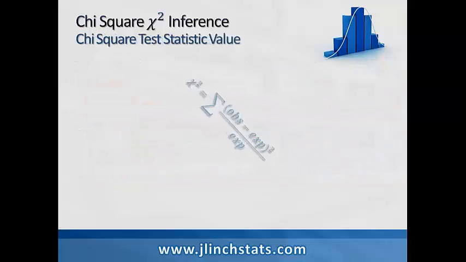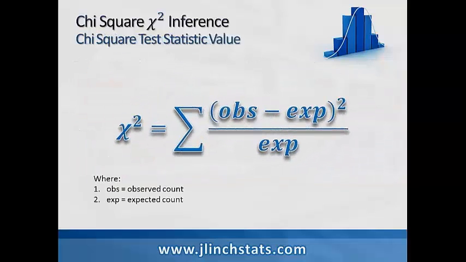Now the Chi Square Test Statistic value is equal to the summation of the observed counts minus the expected counts, squared, divided by the expected counts. So we're going to take a look at the difference between the observed and the expected counts, and we're going to square that result and divide by the expected counts. We're going to sum up all the cells to get our Chi Square Test Statistic value. Once again, OBS represents observed counts and EXP represents expected counts in our formula above.